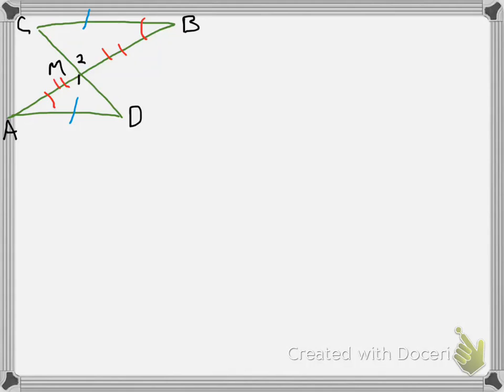And we were given a couple pieces of information. We were told that AM, so in red they gave us the information, A to M is the same as B to M. So let's write that down. So AM is congruent to BM, and that was given to us.